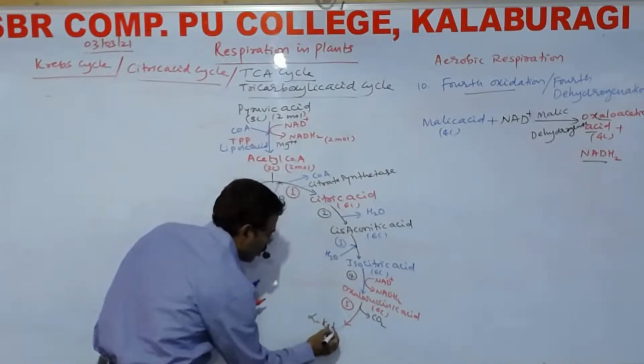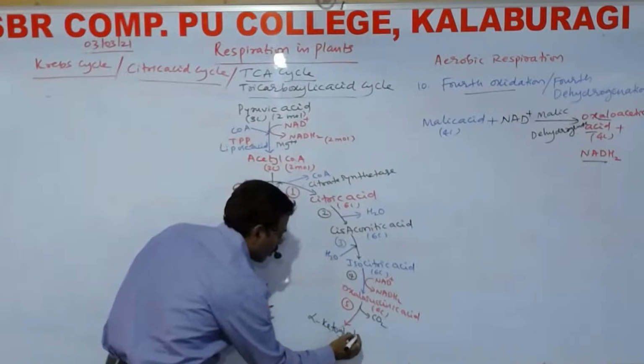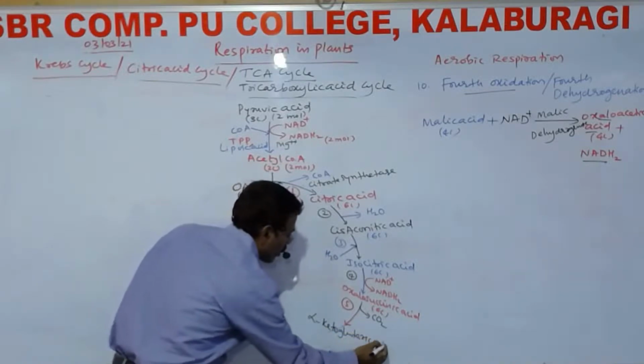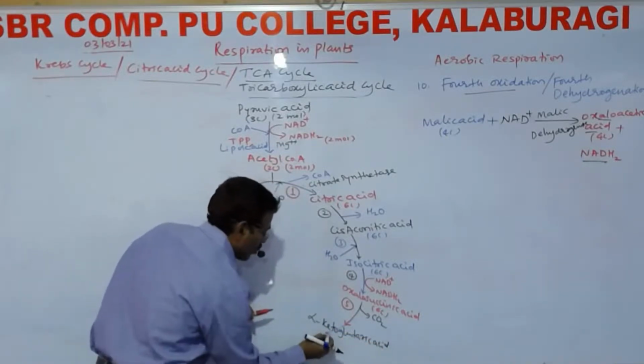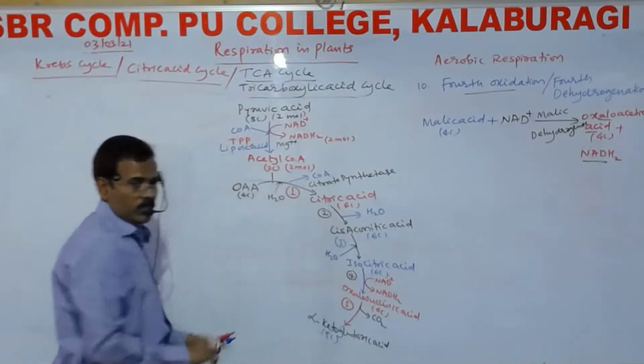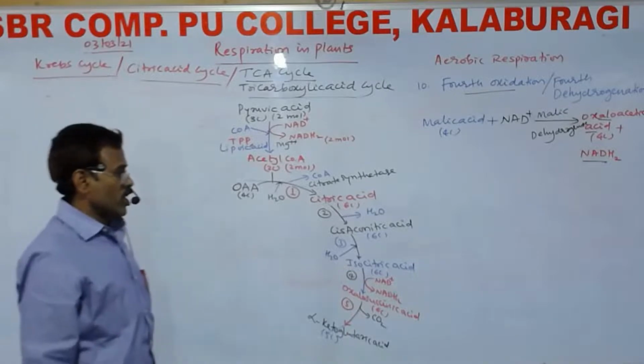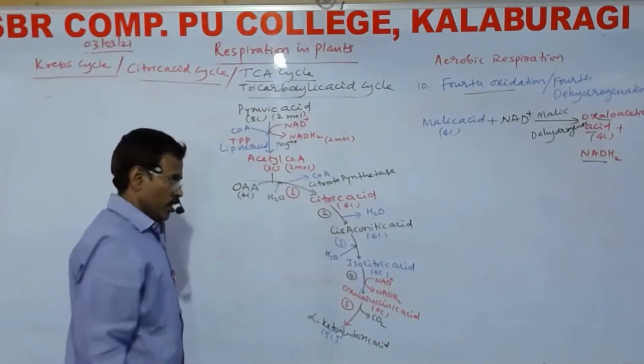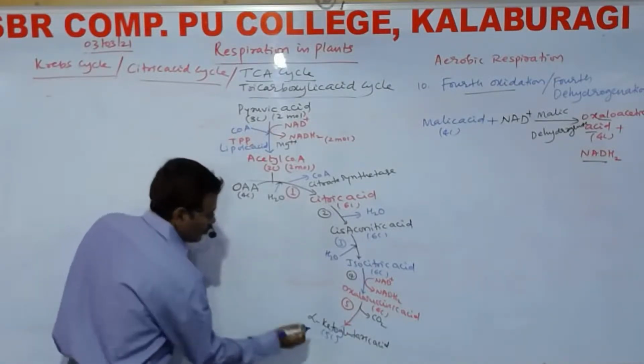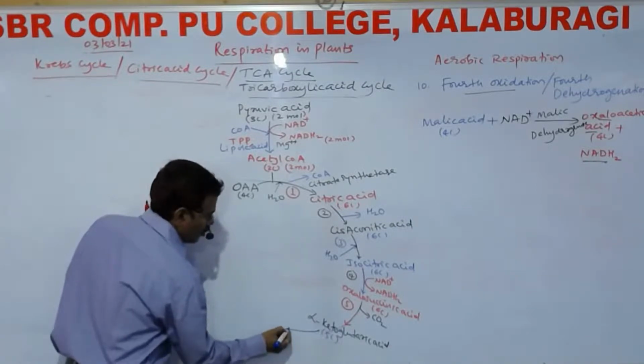Alpha ketoglutarate acid. How many carbon compound it is? 5 carbon compound. So from 6, 5 carbon compound we got now. Okay. So now next step, what is that?